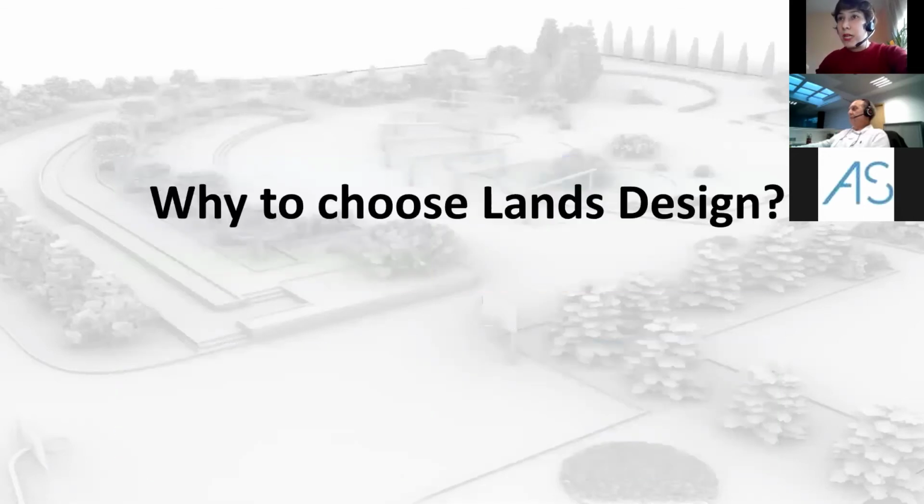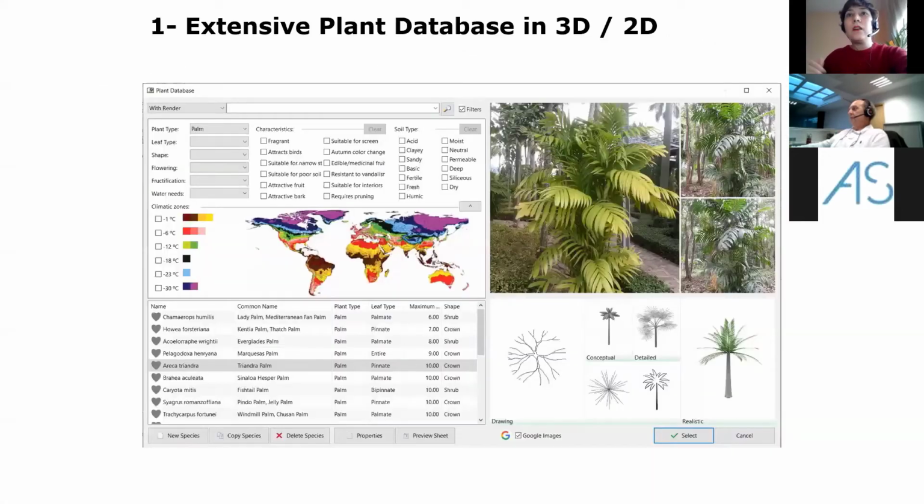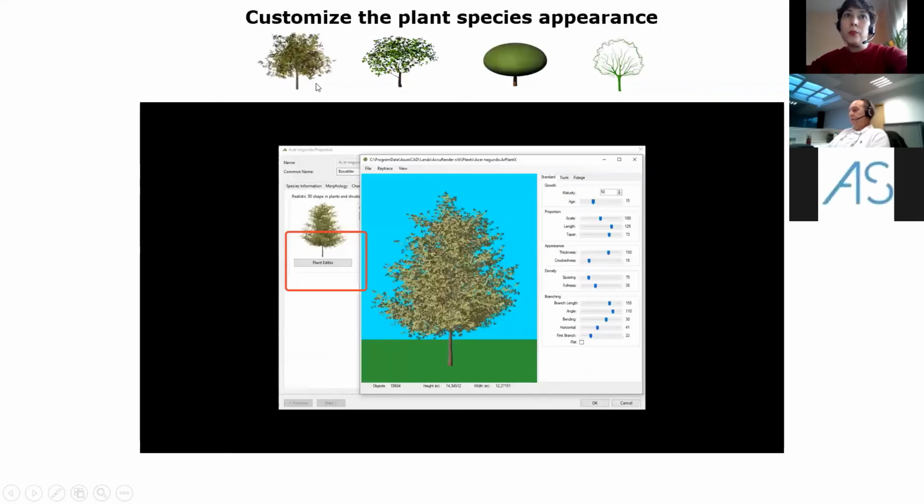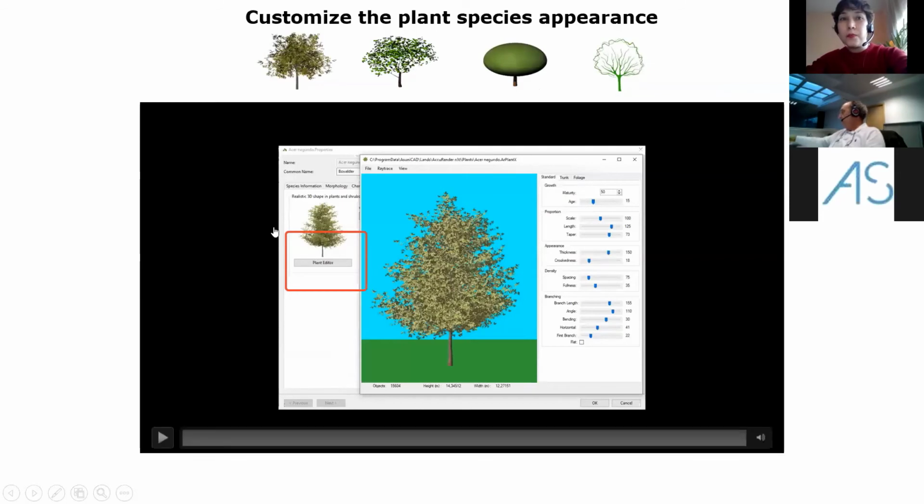I'm going to stress its main powerful features. First of all, lens design includes an extensive plant database in 3D and 2D. The plant database includes several filters that lets you select adequate plants according to the climate, soil type, or other features. And as you see here, each plant species has several representations. On top, you see the realistic, the detailed, the conceptual, and the elevation mode of the same plant species.